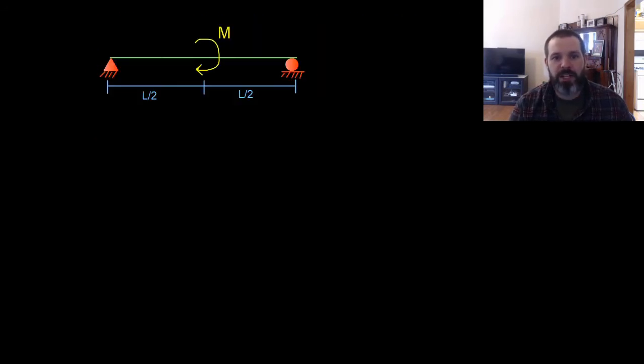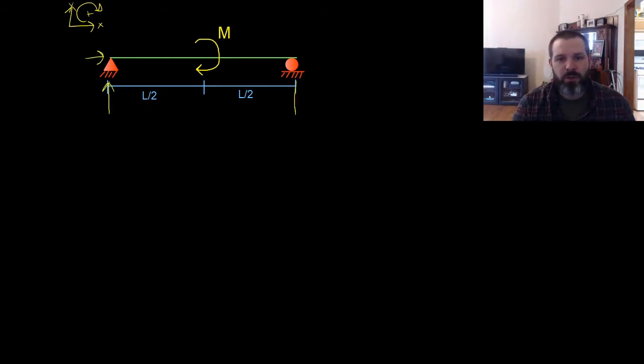As another example, here we've replaced the point load with a point moment acting in the middle of the beam. We can solve for this the exact same way we solved for the last beam. We can set up our coordinate system, x, y. The pin still gives a force in the x and y.